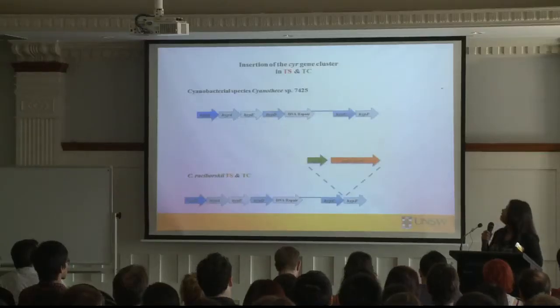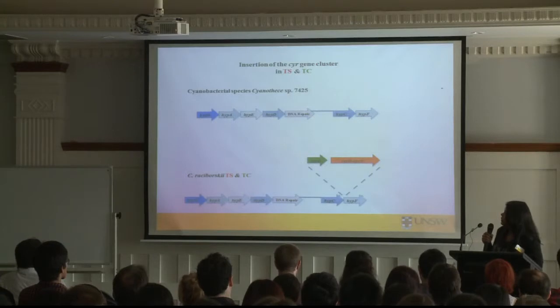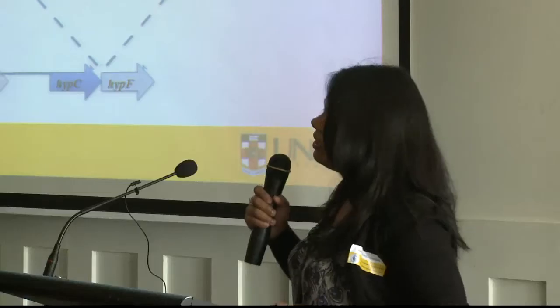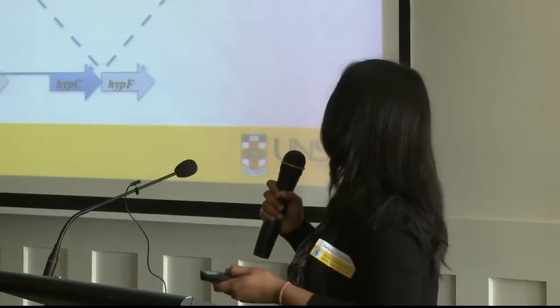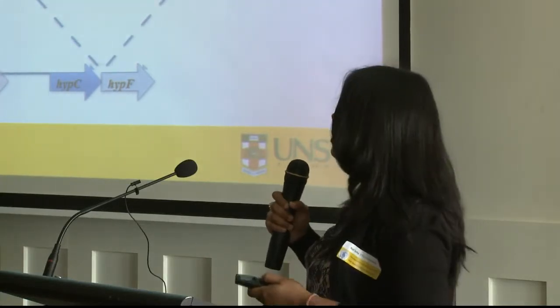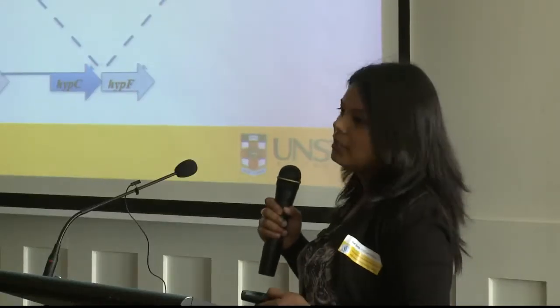Okay, now I want you to look at the upper figure. You can see the HYP gene cluster in another cyanobacterium, Cyanothece. Between HYPC and HYPF, there's nothing in between them. In C. resiboskii, mysteriously, this CYR gene cluster jumps and comes in. Now, this was already elucidated by, in fact, a senior from our lab before. So this is not new.